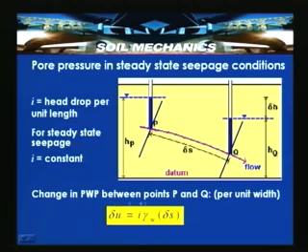The change in pore water pressure between any two points P and Q, per unit width, we can write as delta U is equal to i gamma w into delta S into 1, where the width of the cross section is taken as 1. So, the small change in pore water pressure delta U is equal to i, which is the hydraulic gradient and is constant, times gamma w, the unit weight of water, times delta S, the distance between these two flow lines.